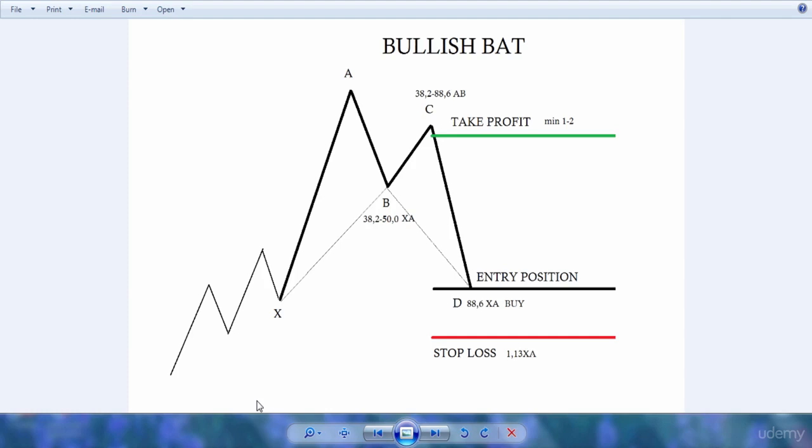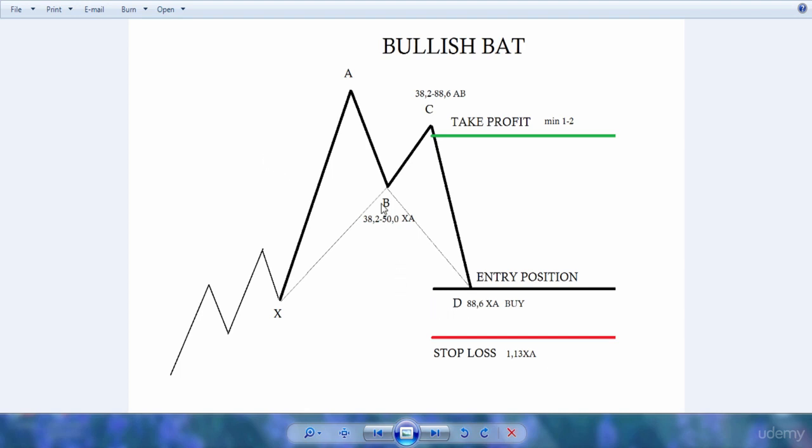At first glance, the bat pattern looks very similar to the Gartley pattern, but the points that define the bat pattern are found at other levels. The first rule is the same for all the patterns. It refers to trading in the direction of the main trend. This would mean that we would enter into a buy position only when we find a bullish bat pattern in a growing trend. The main difference compared to the Gartley pattern is at point B and point D.